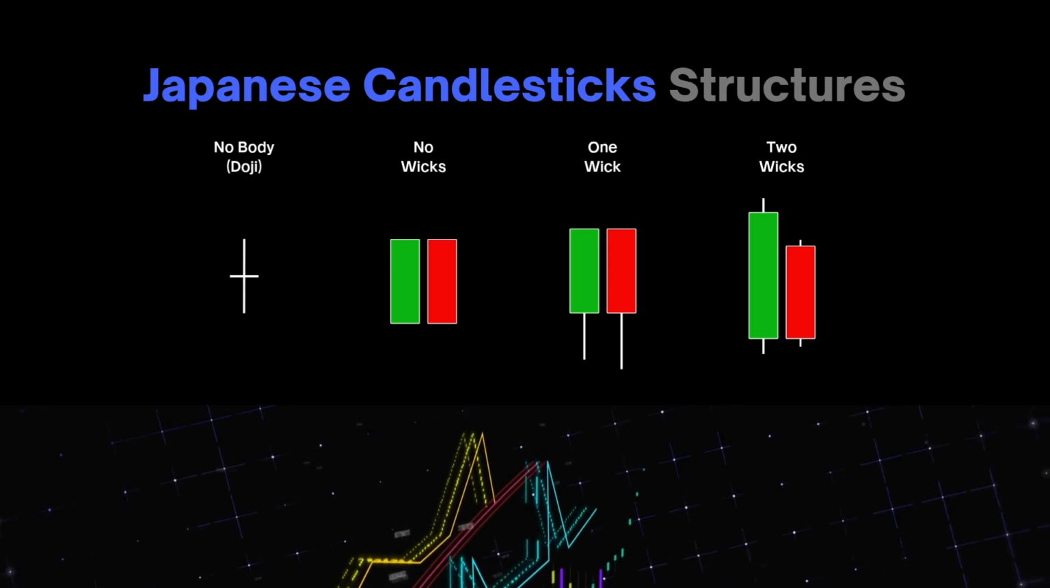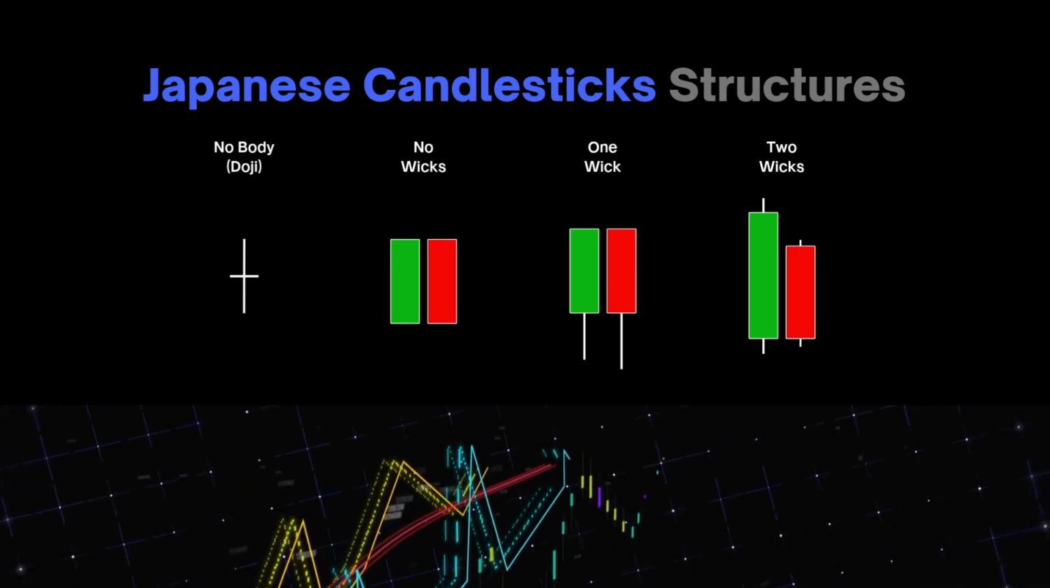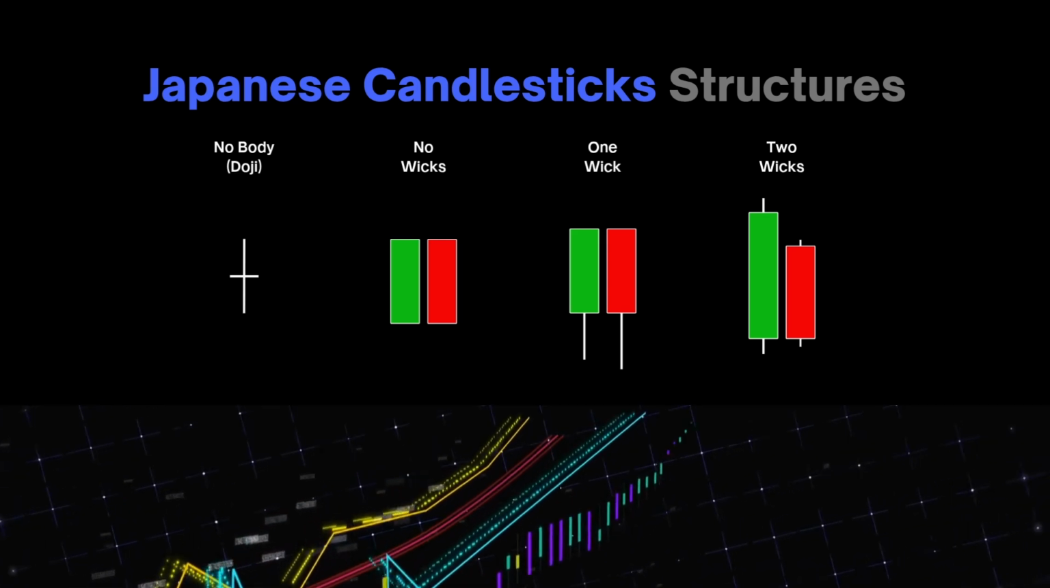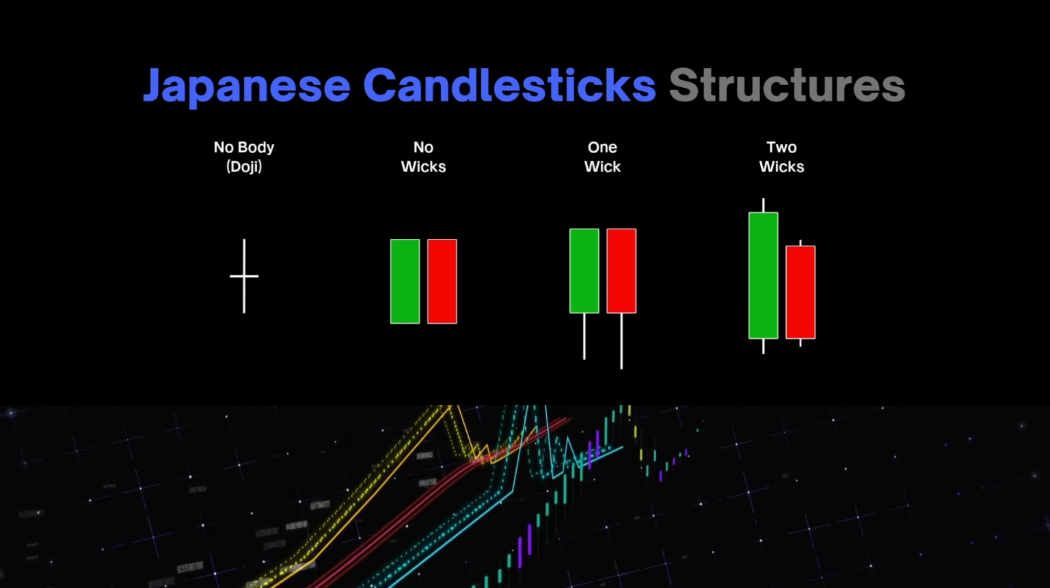What if I have a candle that has no wicks, that is all body? Well, that's going to be more indicative of directional movement.